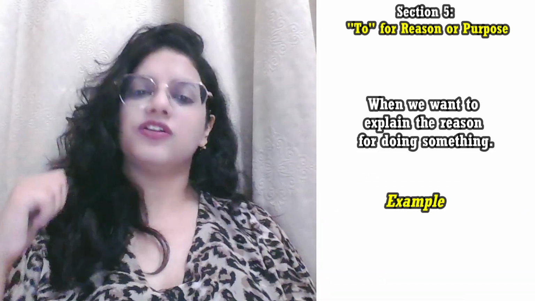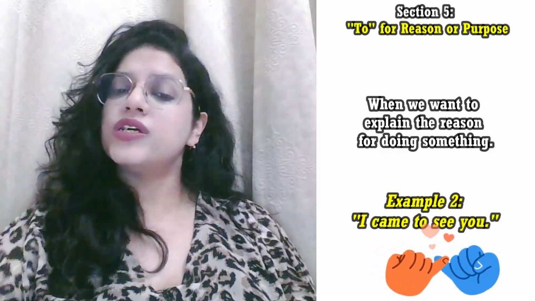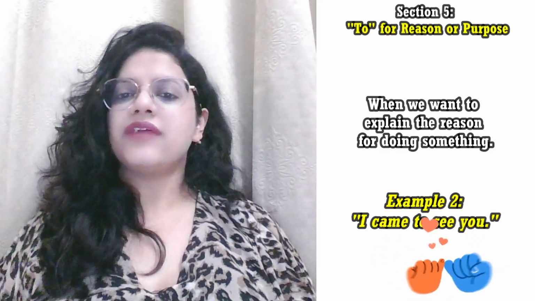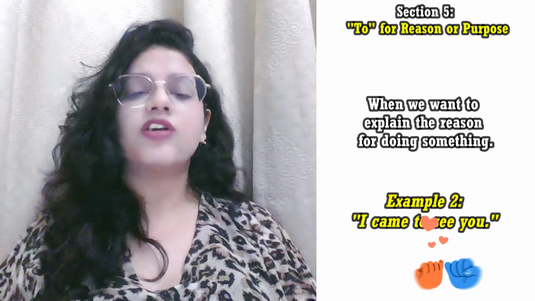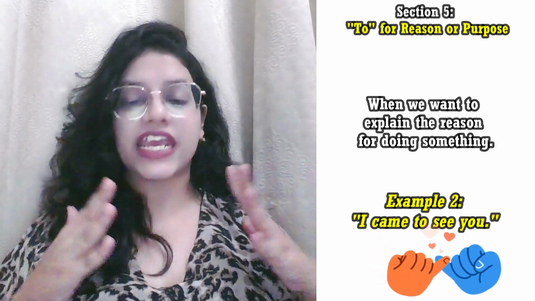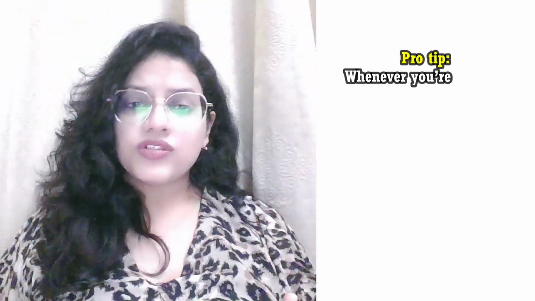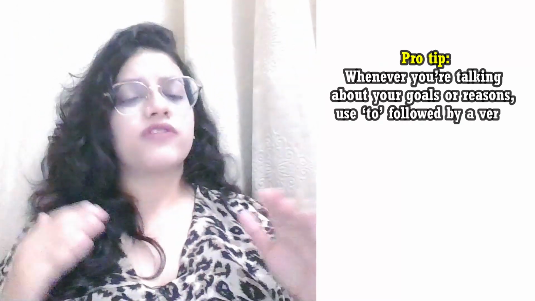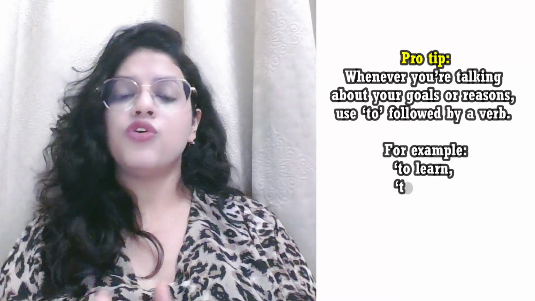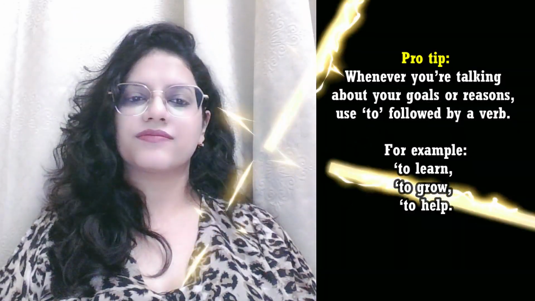I came to see you. This sentence shows the reason I came, to visit you. Anytime you want to explain why you are doing something, just think of "to" as a way of connecting your action with the reason behind it. Whenever you're talking about your goals or reasons, use "to" followed by a verb. For example, to learn, to grow, to help. It connects your action to its purpose.